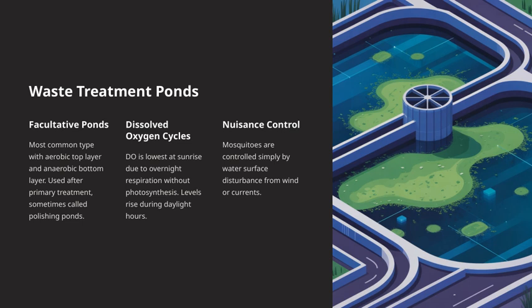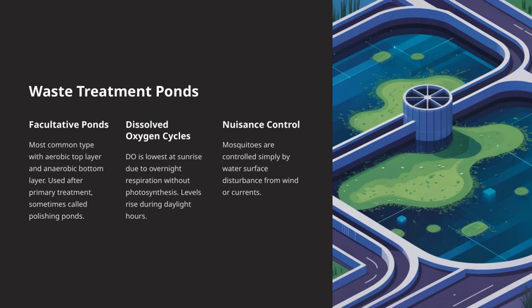Next, we should understand how dissolved oxygen, or DO, levels fluctuate throughout the day. Typically, DO is at its lowest point at sunrise because overnight, respiration by microorganisms consumes oxygen, but there's no photosynthesis happening to replenish it.